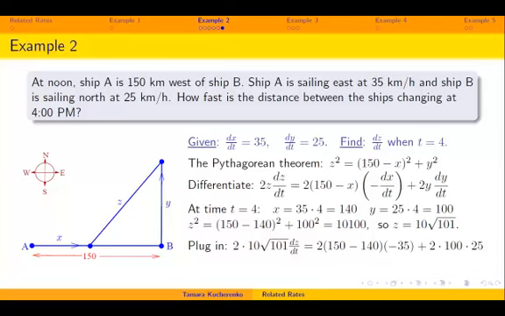We plug in all the quantities into the equation for the derivatives. We get 2 times 10 square root of 101 dz/dt equals 2 times (150 minus 140) times negative 35 plus 2 times 100 times 25. After performing the calculations and solving for dz/dt, we obtain that at 4 p.m. the distance between ships is increasing at a rate of 440 divided by square root of 101 kilometers per hour.